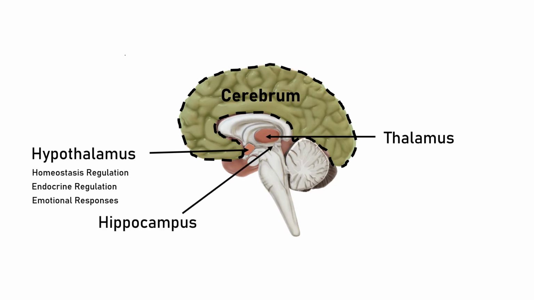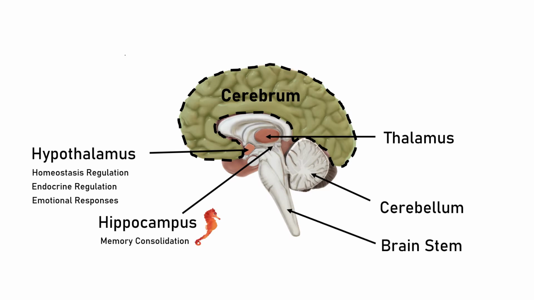Deep within the temporal lobe, there lies a structure known as the hippocampus. It is a seahorse shaped structure. The hippocampus helps in memory consolidation, which means it helps in transfer of short-term memory into long-term memory. This is the cerebellum and this is the brainstem. Their functions we have already discussed.